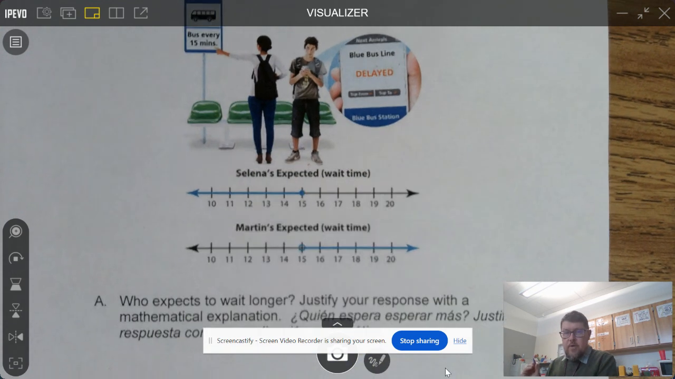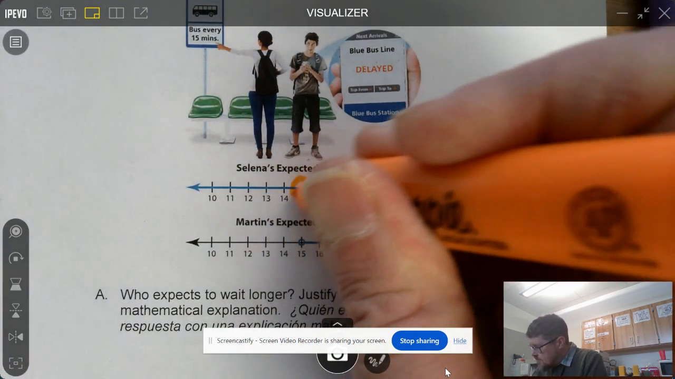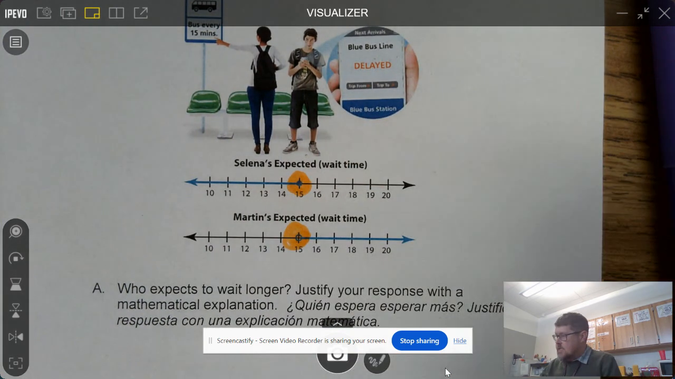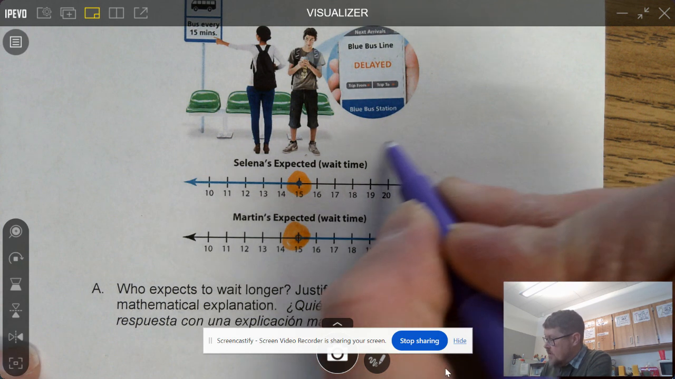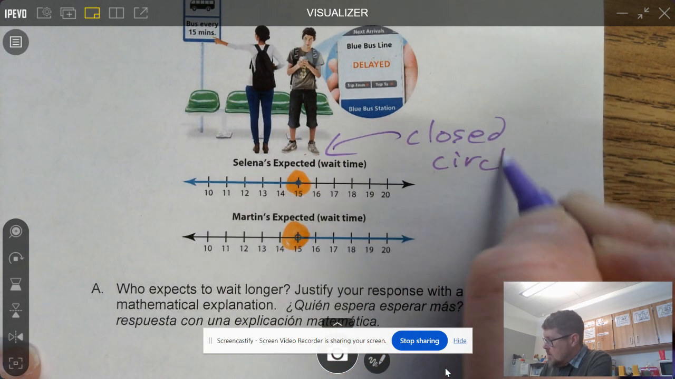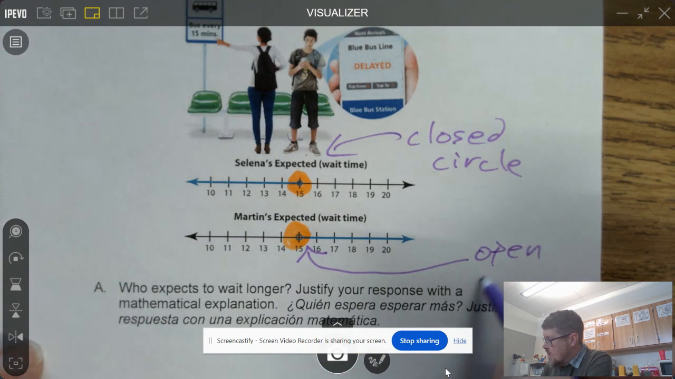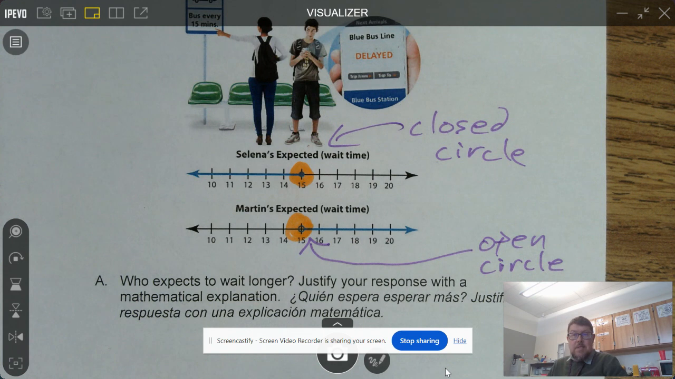One thing you've got to notice is these circles right here and right here. This is a closed circle, that's what I call it anyway. And this, my friends, is an open circle. This is very important when we're talking about inequalities. We'll get into why in the next example, but just realize that those are different. There's a difference between them.